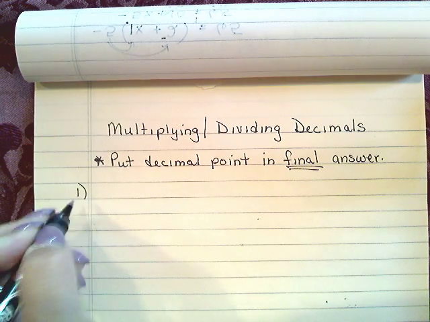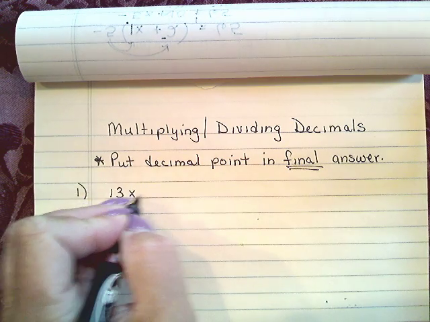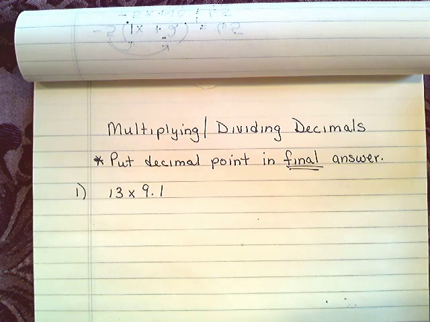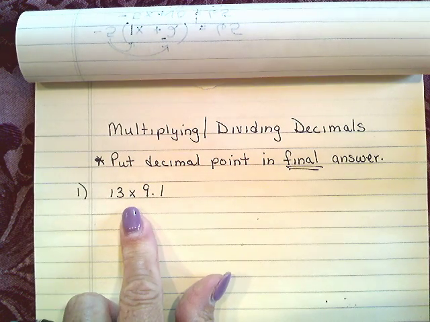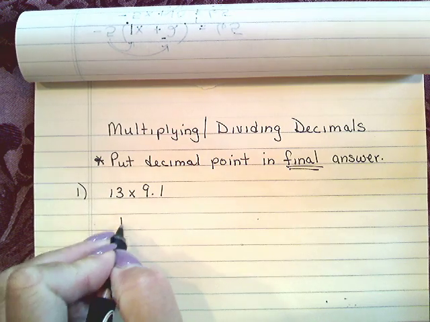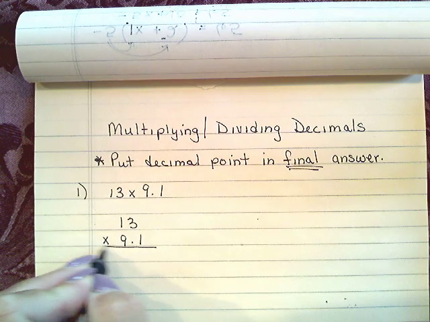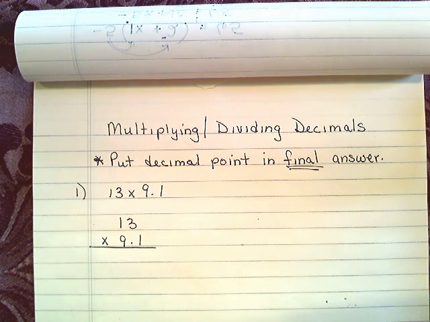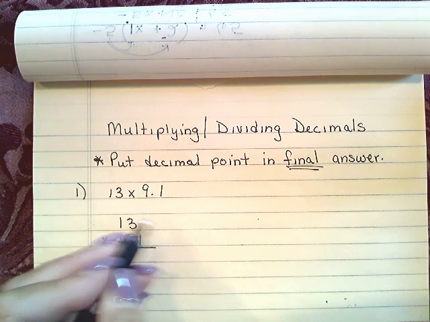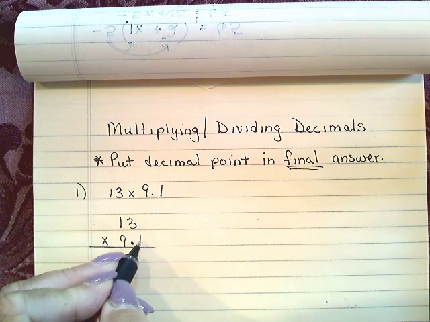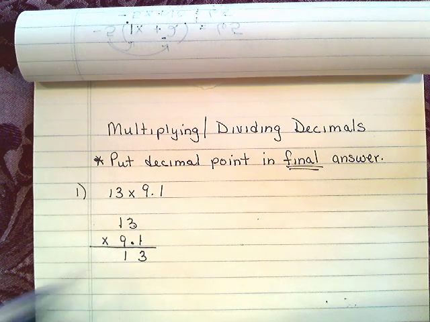So number 1, we are going to multiply 13 times 9 and 1/10. Now this is written horizontally. We don't want to write it horizontally. We want to write it vertically. So I'm going to write 13 times 9 and 1/10. Just like with regular multiplication, forget that the decimal point is even there right now and just multiply. So we start in the tenths place. 1 times 3 is 3. 1 times 1 is 1.